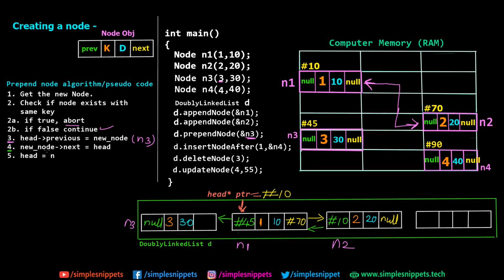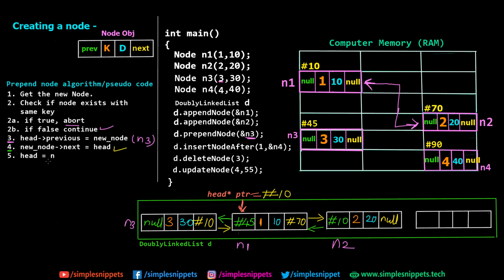Step number 4 says new node of next is equal to head. Now initially this is going to be null, right? But now we are saying this new node is n3, right? We know new node is n3. n3 of next is going to be head. The head pointer is still storing the address of n1. So this address of n1 is now going to be stored at this location over here. So let's erase this and change it to hash 10, right? New node of next, that is n3 of next, will store the address which is there in head. And head is storing hash 10, which is head is pointing to n1. So now this address is stored. So this linking is done, right? So step number 4 clear.